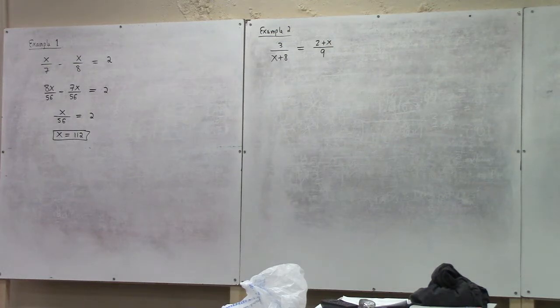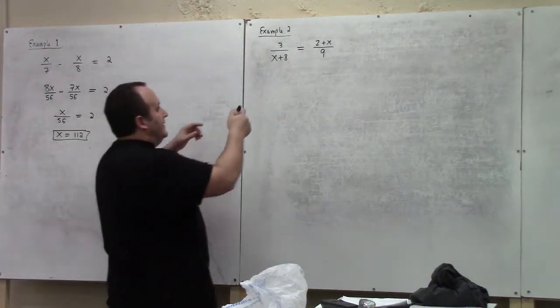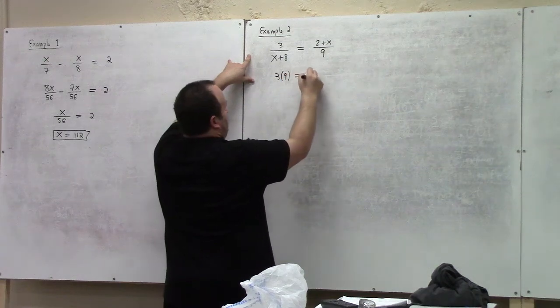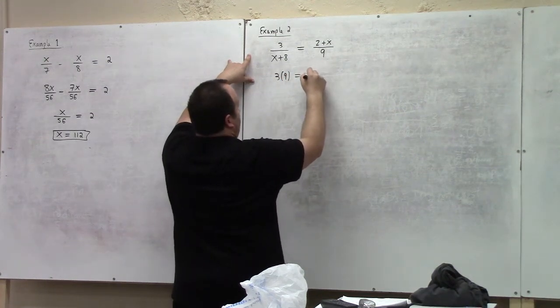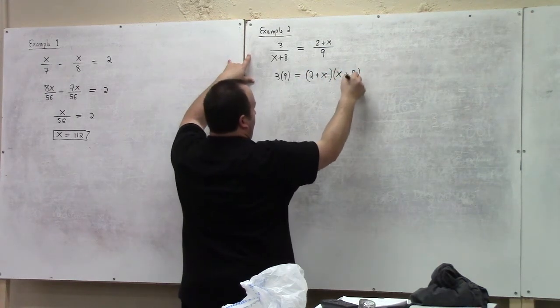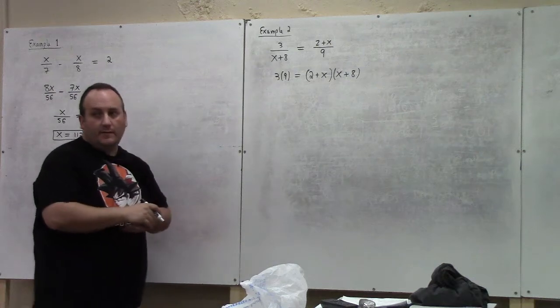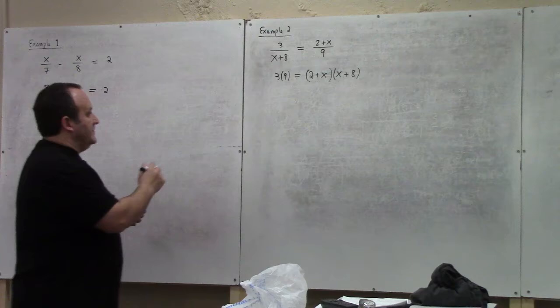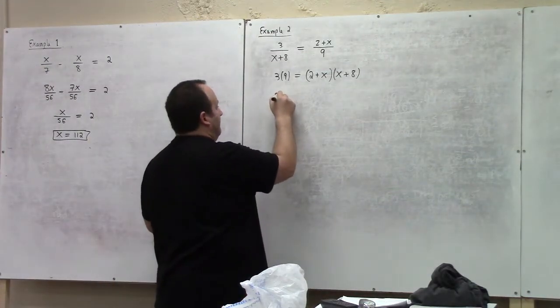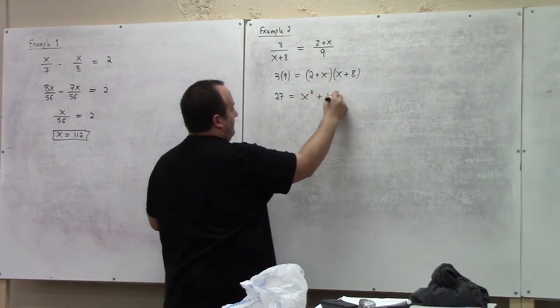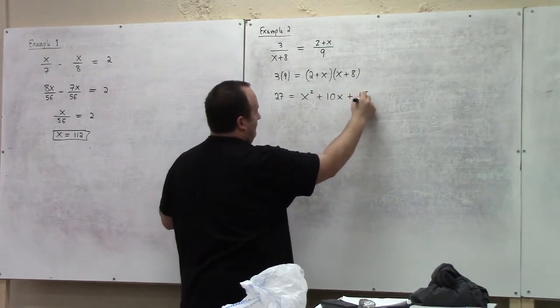Basically what we do with something like this is cross multiply, right? I do 3 times 9 is equal to 2 plus x times x plus 8, right? And that, I think we can solve. So that's going to be 27 is equal to x squared plus 10x plus 16.